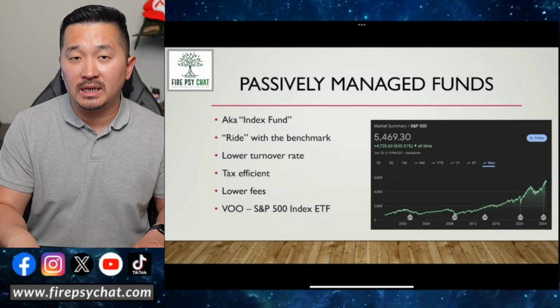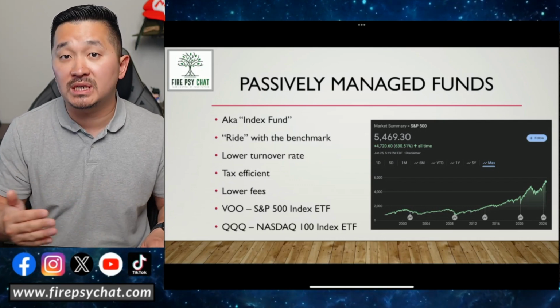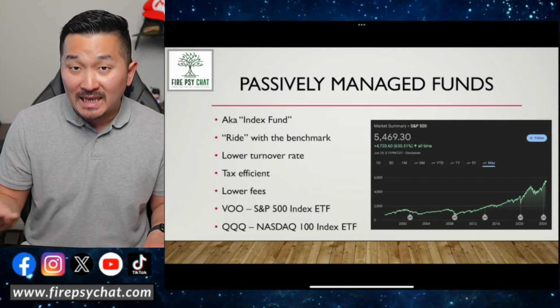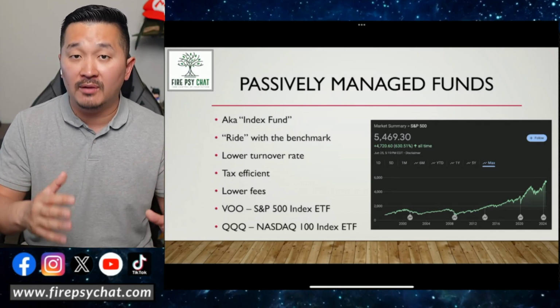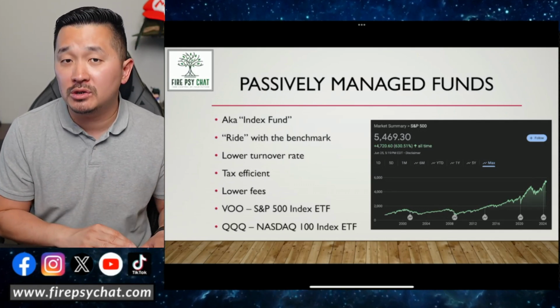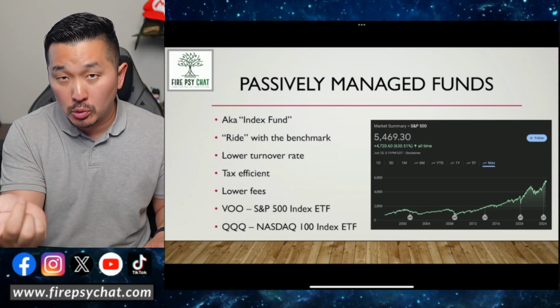And the other ETFs that you can check out, maybe QQQ, the Invesco QQQ Trust ETF. That is another example of an index ETF that follows the performance of the largest non-financial companies in the NASDAQ 100 index. This ETF focuses on technology and growth companies.